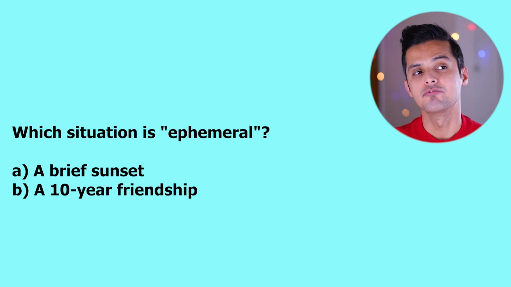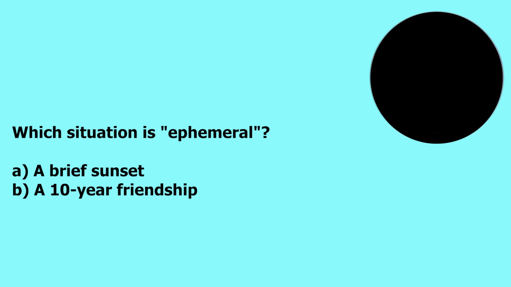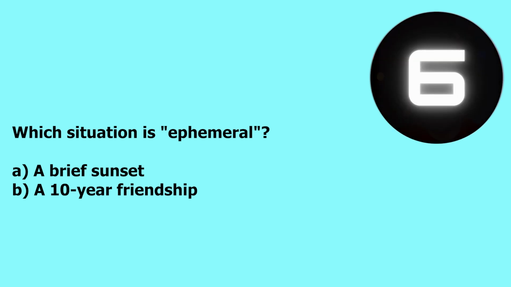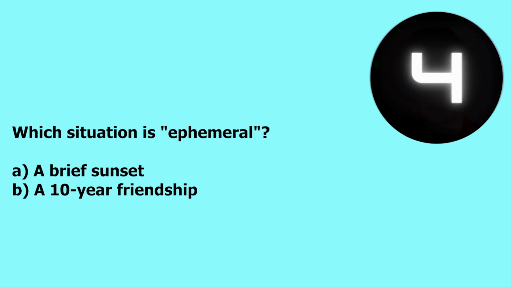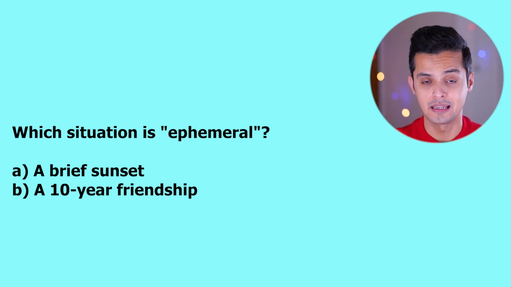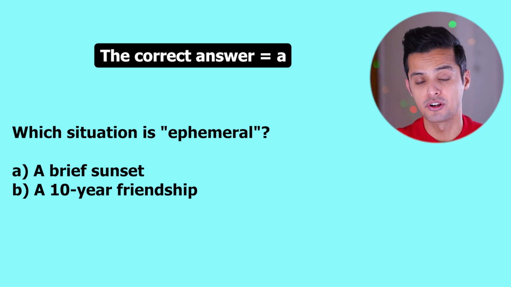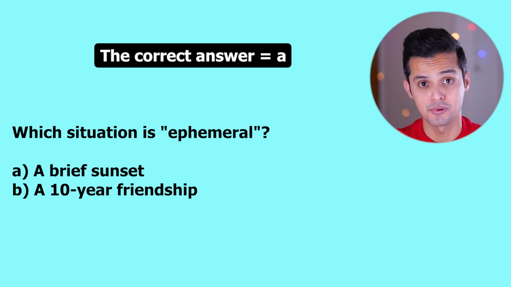Now let's have a very quick test with the word ephemeral. Try to find the correct answer. You got 10 seconds to answer. Which situation is ephemeral? A brief sunset or a 10-year friendship? The correct answer is choice A. A brief sunset is ephemeral, lasts for a very short period of time, and is temporary.